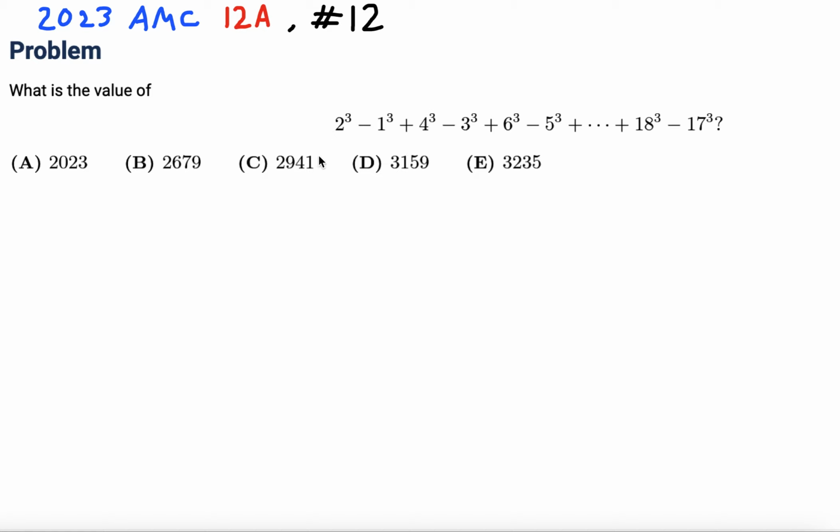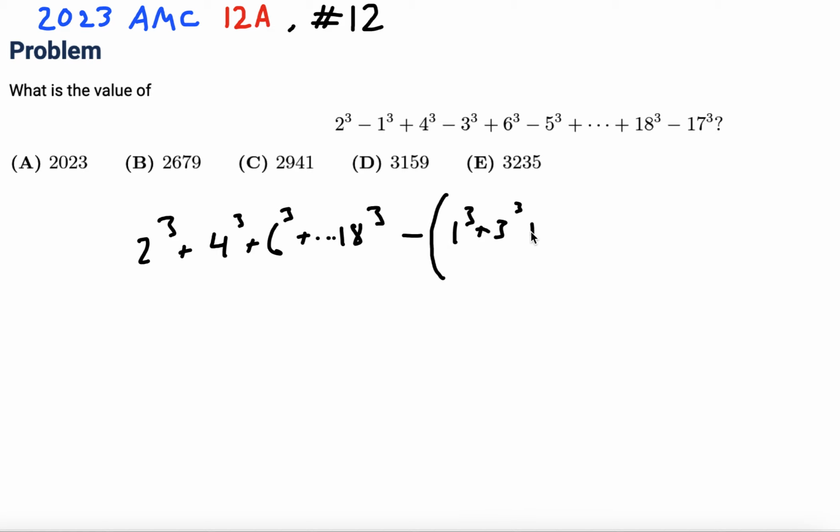And that's exactly why we're going to rewrite this partly as 2 cubed plus 4 cubed plus 6 cubed, of course, all the way up to 18 cubed. And then we subtract 1 cubed, 3 cubed, 5 cubed. But since all the odd terms are subtracted, we can just factor out the negative 1 and subtract the sum of all those terms. So you have 1 cubed plus 3 cubed, on and on until 17 cubed.